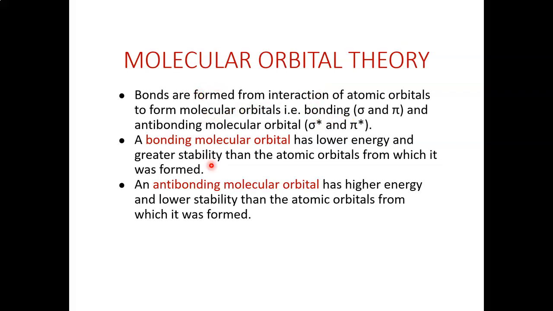What is a bonding molecular orbital? A bonding molecular orbital is one that has lower energy and greater stability than the atomic orbitals from which it is formed. I already explained this in the previous slide. And an anti-bonding molecular orbital has higher energy compared to the atomic orbitals from which it was formed.